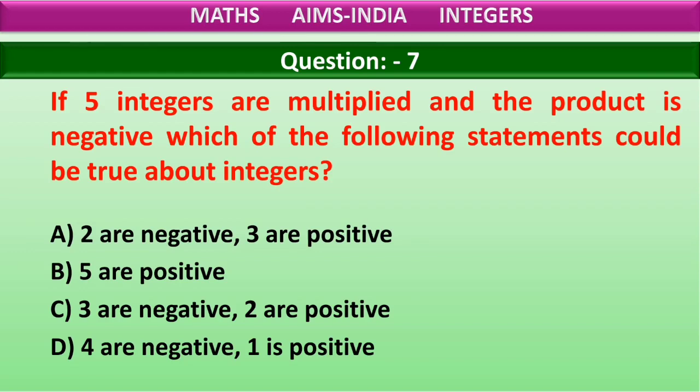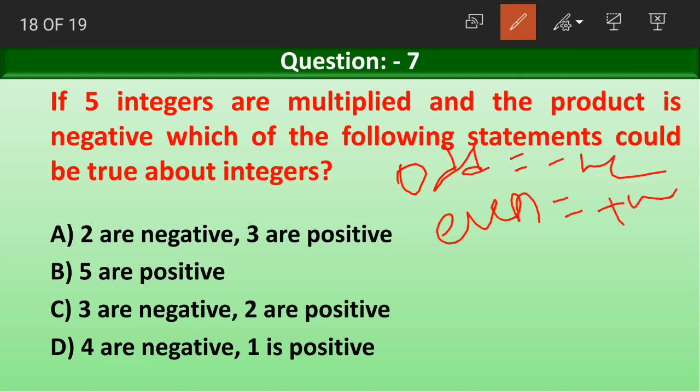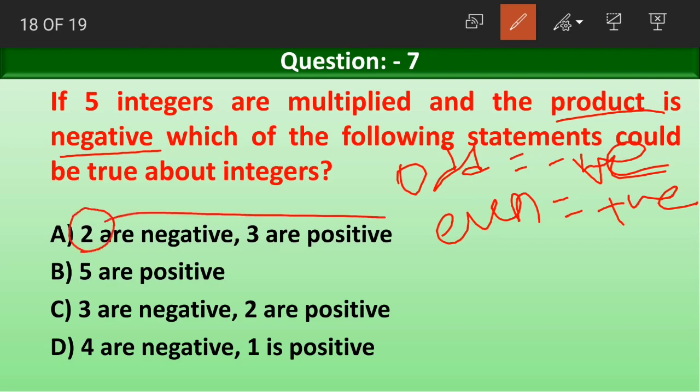Remember what I told about multiplying many integers. If the number of negative integers in a given multiplication is odd, then the result will have a negative sign. If the number of negative integers is even, then the result will have a positive sign. Here they are saying that the product of multiplication is negative. Now look at the number of negative integers in the given options. Here they are saying there are 2 negative integers. 2 is an even number, so the result will be positive and this is the wrong answer.